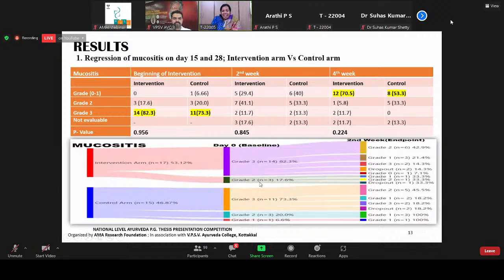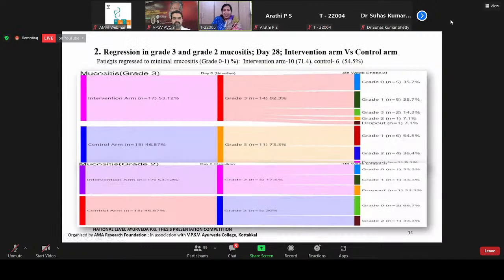This alluvial diagram shows a pictorial representation regarding the change in the intensity of mucositis at different points of time. Initially in the intervention arm, there were 14 patients who were having grade 3 mucositis, 82.3%, compared to 11 patients, 73.3%, in the control arm. After 4 weeks or 28 days of intervention, there were only 12 patients, 70.5%, in the intervention arm compared to 8 patients, 53.3%, in the control arm. This alluvial diagram again shows the regression in grade 3 and grade 2 mucositis on day 28 in both the intervention as well as the control arm.